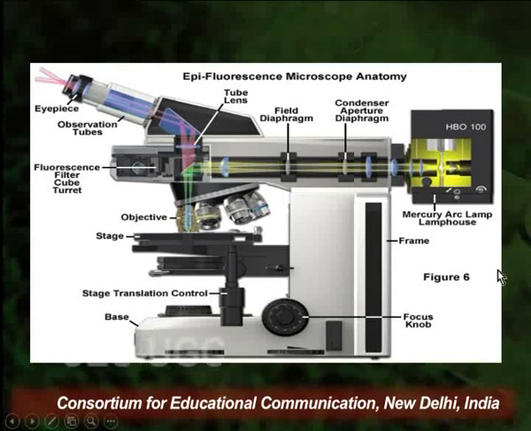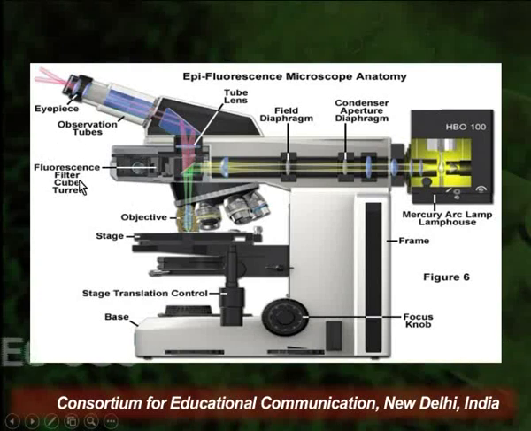Here in this diagram you can very well see that there is a mercury arc lamp which acts as the source of light. From this source of light the light passes through the condenser aperture diaphragm, and then it passes through the field diaphragm, and then it reaches the tube lens. So the light first initially passes through a set of diaphragms.